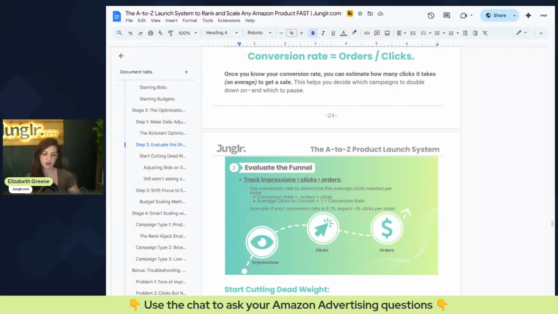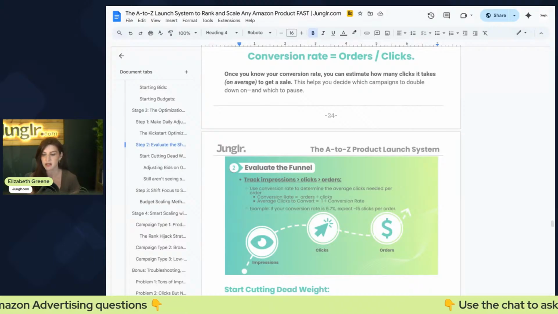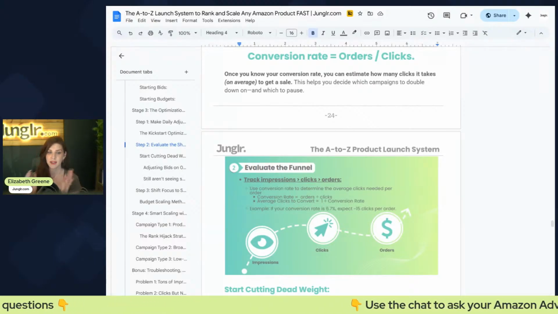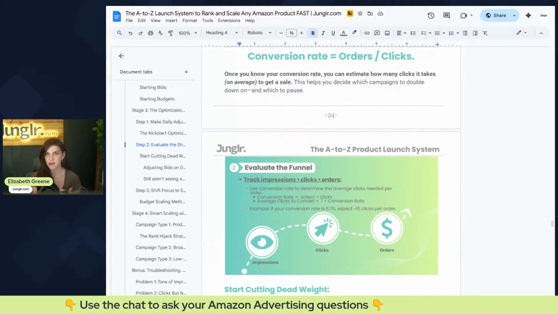Now, you have to at least get one order to evaluate a conversion rate. That can be an organic order, but most likely it's going to be an ads order. And then you simply take your orders and divide them by your clicks, and that tells you what your conversion rate is for that product.